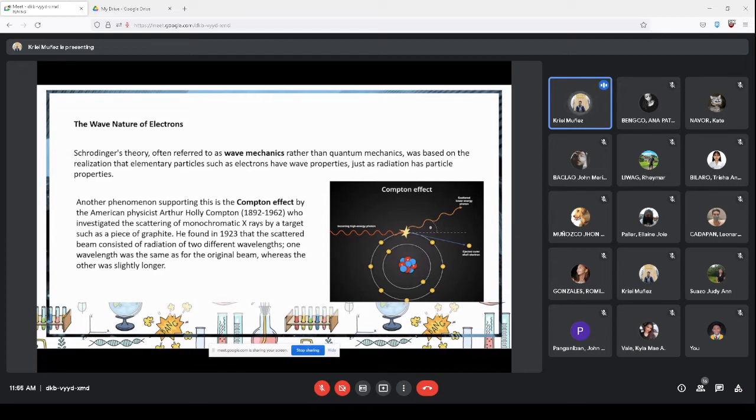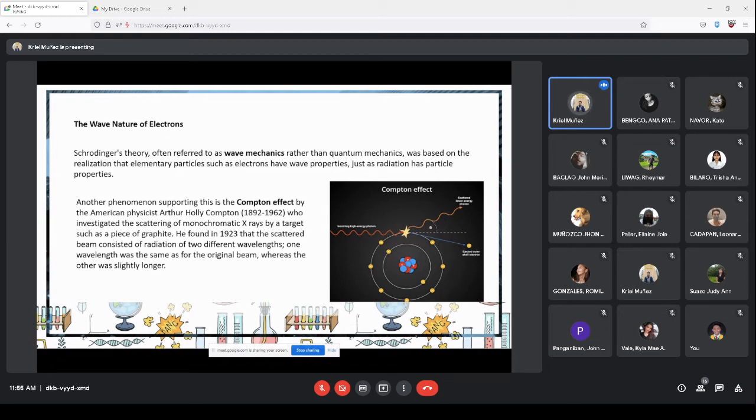Okay? So it is often referred to as the wave mechanics rather than quantum mechanics, and was based on the realization that elementary particles such as electrons have wave properties just as radiation has particle properties. So kung ang radiation, class, pwede mong i-describe as a wave and describe as a particle, ganun din ang electron. So meron din tayong wave nature for electrons, and so pwede natin siyang i-describe using mathematical expression for waves. Get it? So yung module 1 natin siya. So ganun lang din ulit yung gagawin natin.